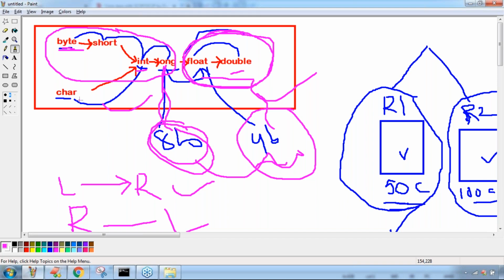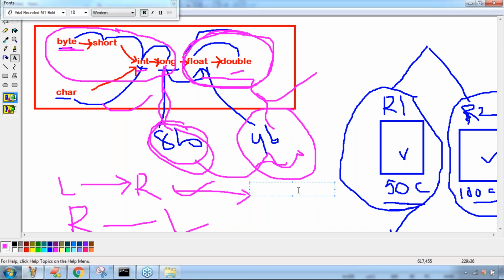So what are the various places where explicit typecasting is required? Reverse, right to left. And what are the various conversions where implicit typecasting will be performed automatically? Left to right. Are you getting it? So is left to right implicit or explicit typecasting? Please confirm. Implicit. Next, right to left, explicit or implicit? Explicit.